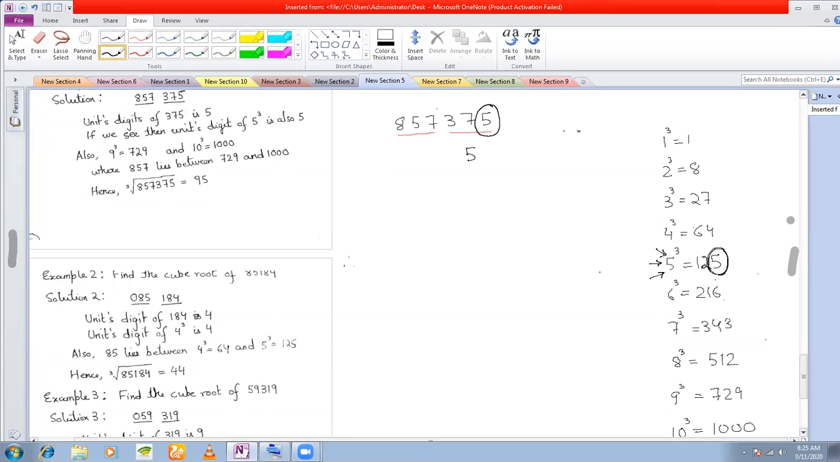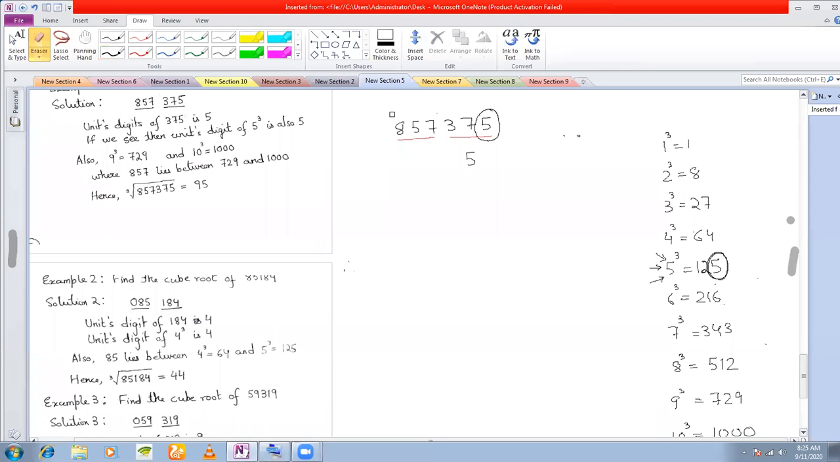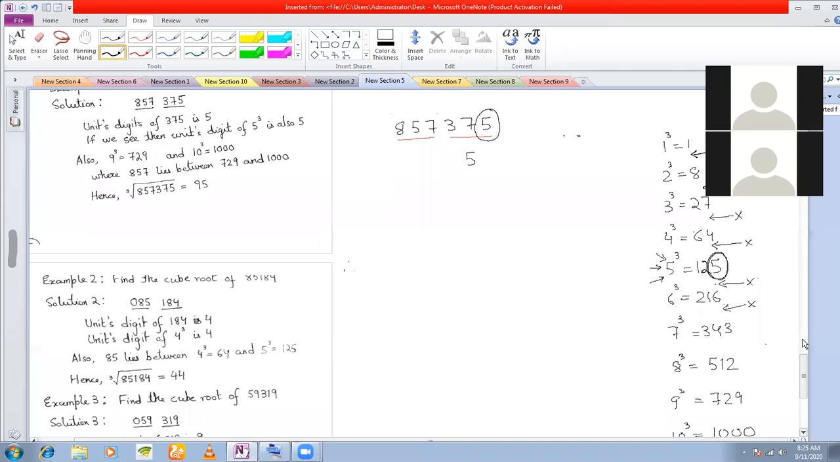Next, I look at the next group, this 857. 857 lies between which two numbers here? Does it lie between 1 and 8? No, it does not. Does it lie between 8 and 27? No. Does it lie between 27 and 64? No. Does 857 lie between 64 and 125? No. Similarly, here also it does not lie. Here also 857 does not lie. Right?